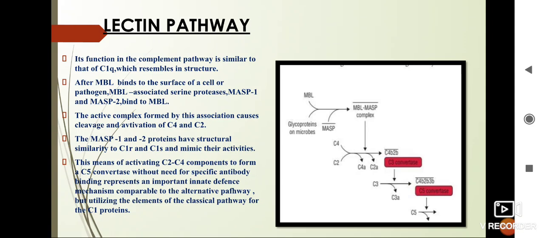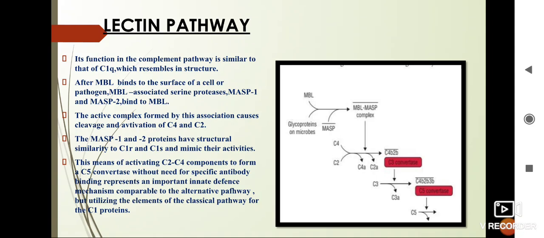The next pathway is the lectin pathway. The major function of the lectin pathway is similar to the classical pathway. But a major component which plays a very important role in the lectin pathway is the MBL and the MASP. It forms the MBL-MASP complex, and it leads to the activation of C3 and further to the activation of C5. The C3 convertase and C5 convertase are both enzymes which play a very important role in the conversion of C3 and C5.